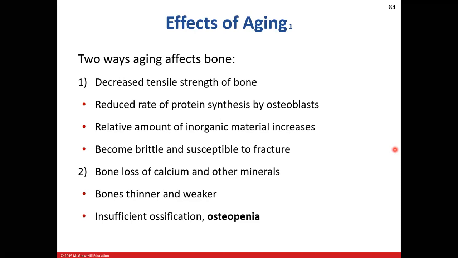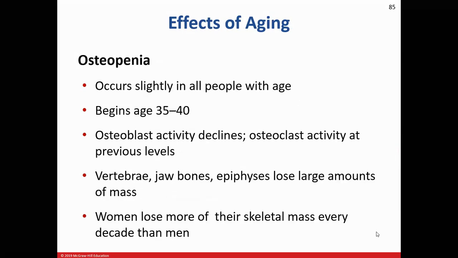We can also see where the bone has a loss of calcium and other minerals. And this typically results in a bone that's thinner and weaker. We're going to see an insufficient ossification level, and this is going to lead to osteopenia. Now, osteopenia is going to occur slightly in all people with age. We're oftentimes going to see it begin around the age of 35 to 40, although it can begin a little bit later in life. We're going to see a situation where osteoblast activity declines, but osteoclast activity maintains previous levels.